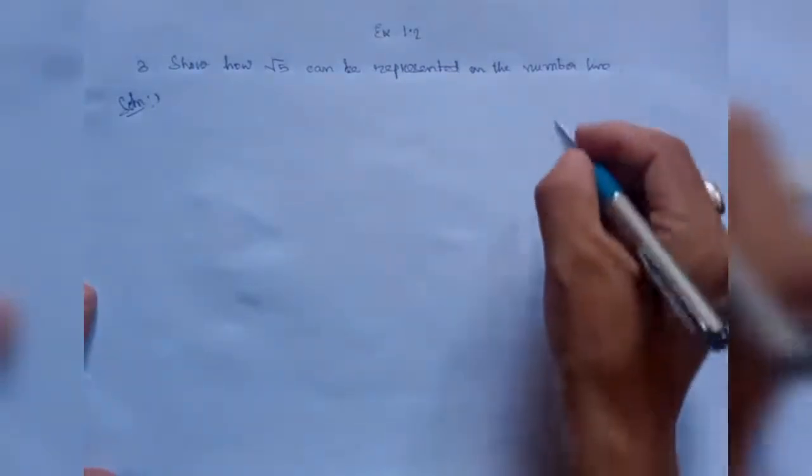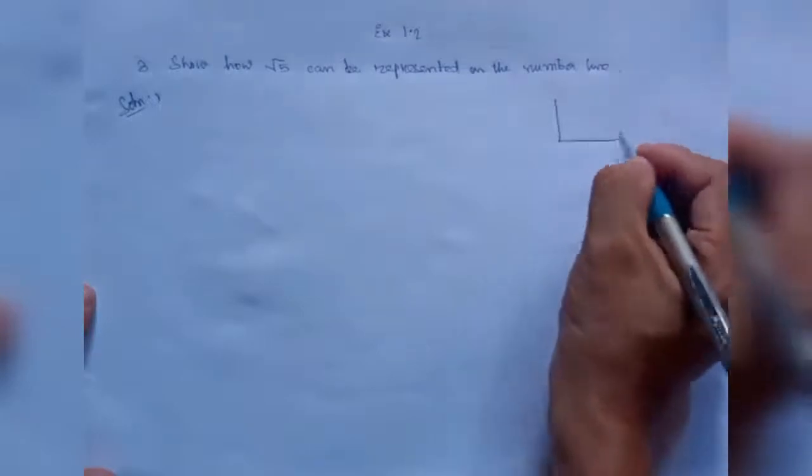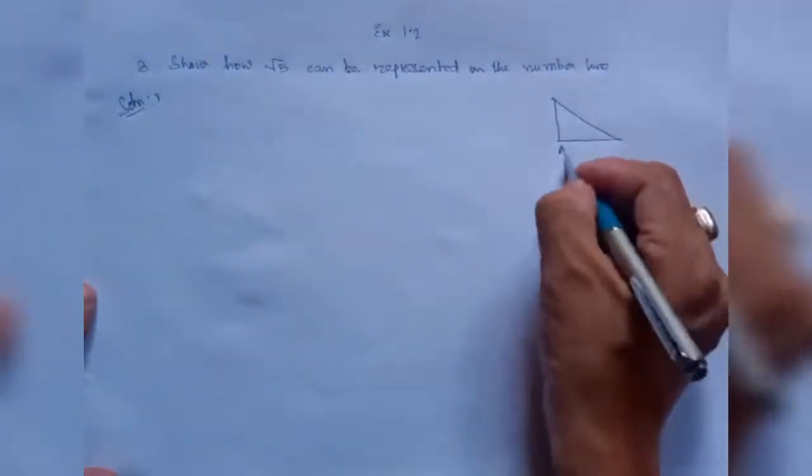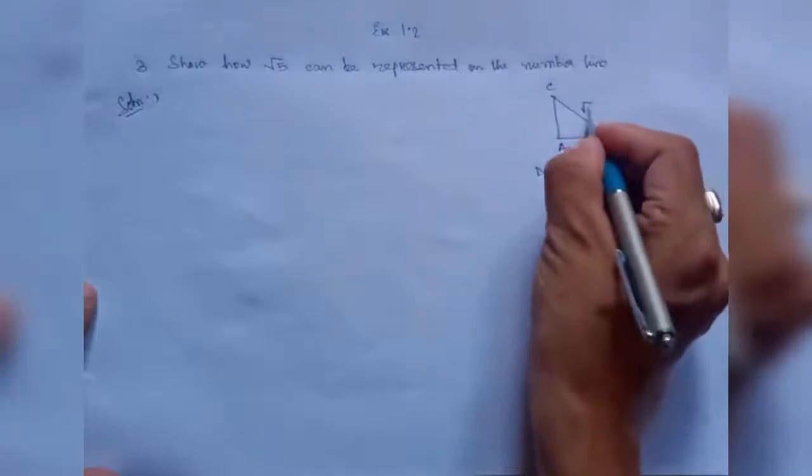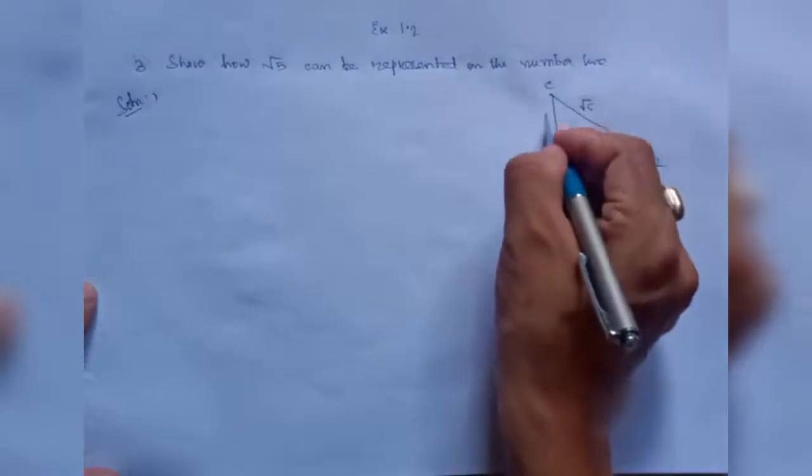Exercise 1.2, question number 3. Show how root 5 can be represented on the number line. So to represent root 5 on the number line, we have to have an idea about Pythagoras theorem. Pythagoras theorem says that in a right triangle ABC, the hypotenuse BC square is equal to AB square plus AC square. So if we are going to make BC as root 5, then our AB is equal to 2 and AC is equal to 1.